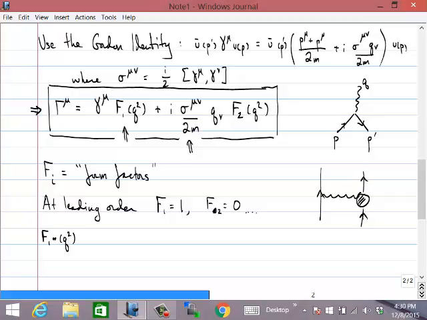And so what you can see here is that if you had some F1 that is non-trivial, that's not just equal to 1, that would look like some sort of correction to the electric charge. And in particular, on general grounds, F1 could be a function of q squared. Okay. So what does that mean? That means that it's some sort of momentum-dependent correction to the electric charge.